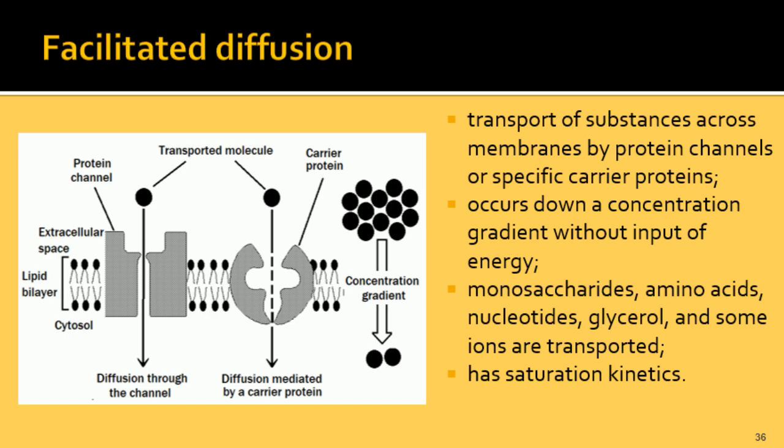Facilitated diffusion is the transport of substances across membranes by protein channels or specific carrier proteins. The transport occurs down a concentration gradient without input of energy. Monosaccharides, amino acids, nucleotides, glycerol, and some ions are transported. Unlike simple diffusion, facilitated diffusion has saturation kinetics.